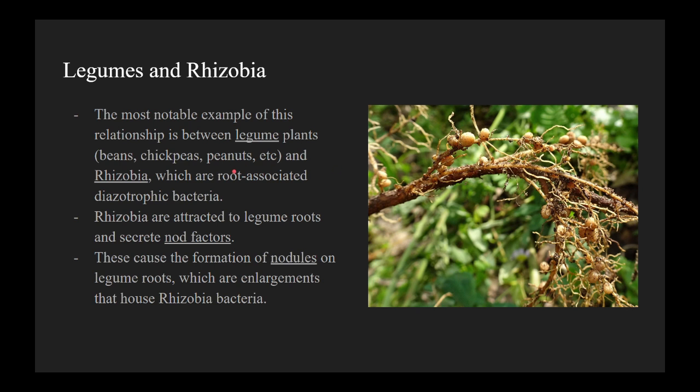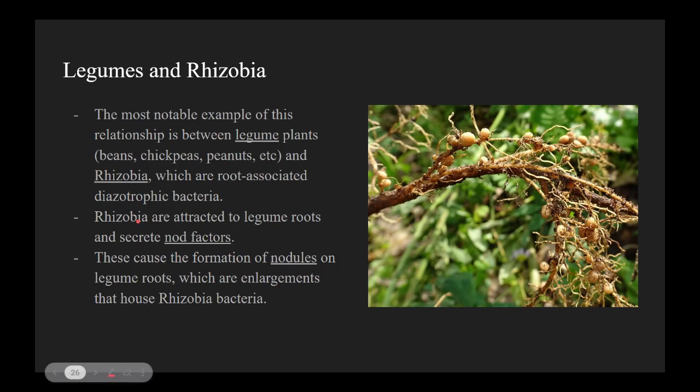And the most notable example of this is between legume plants. These include beans, chickpeas, peanuts, essentially anything that kind of looks like a bean plant. And also this specific group of bacteria, which are known as rhizobia. They live on the roots of these plants, and they're also diazotrophic, as we've been discussing, so they can do nitrogen fixation.